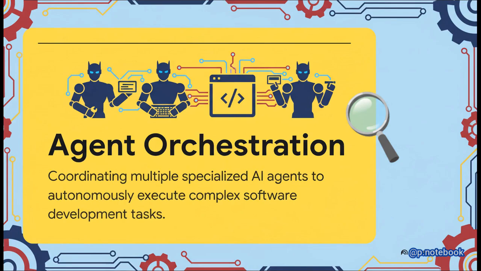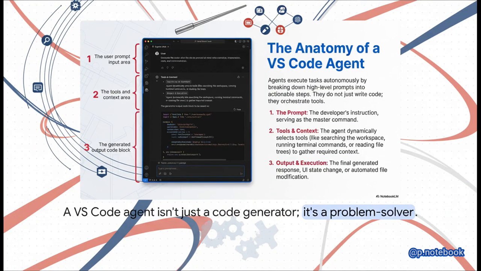Okay, first things first. The big term here is agent orchestration. And honestly, it's pretty much what it sounds like. It's all about coordinating a bunch of specialized AI agents to handle the tough stuff on their own. We're talking about a team that can plan, code, and deploy with you as the guide, not just the one typing everything out. But, to understand the whole orchestra, you've got to understand the individual musicians first, right?